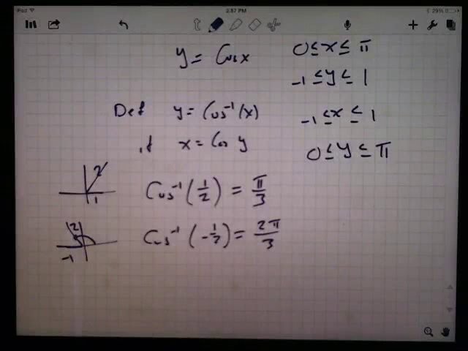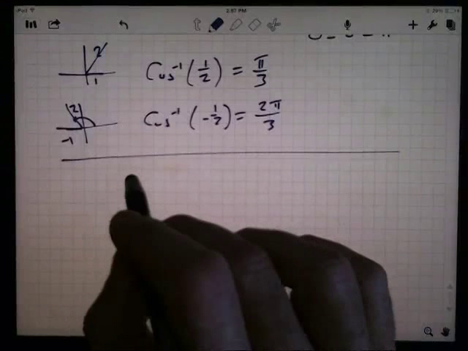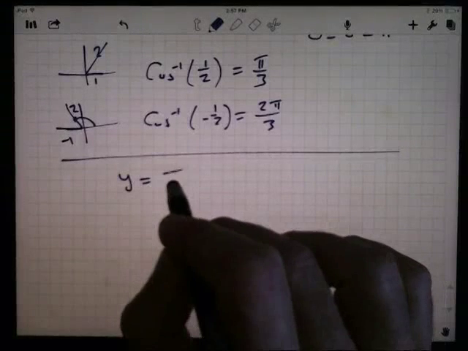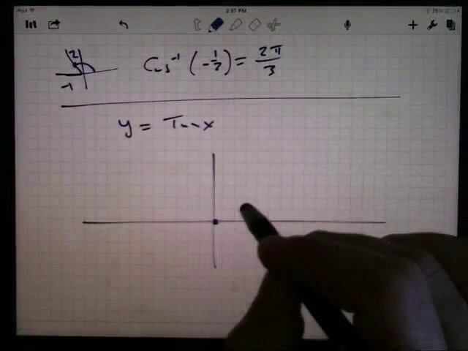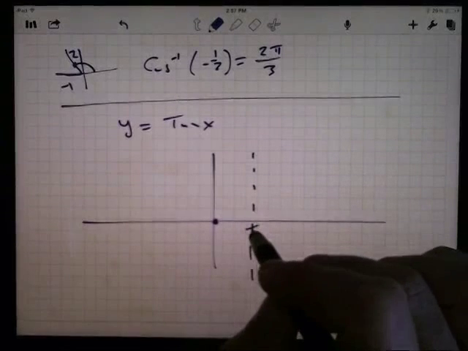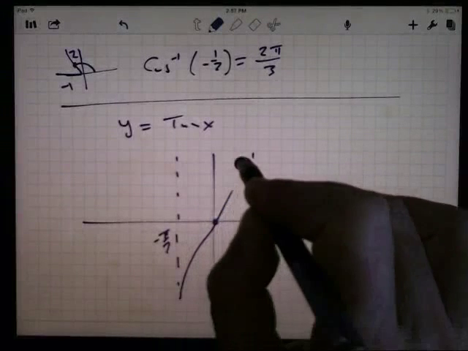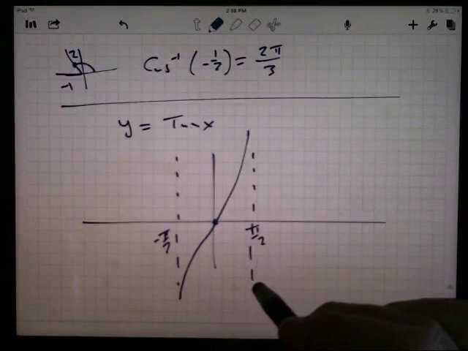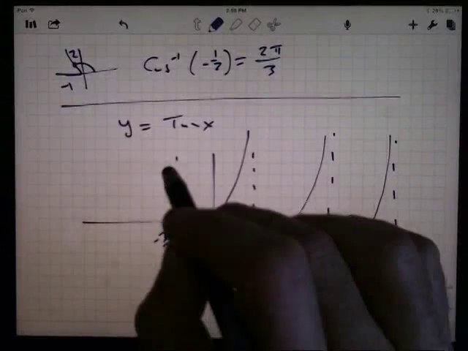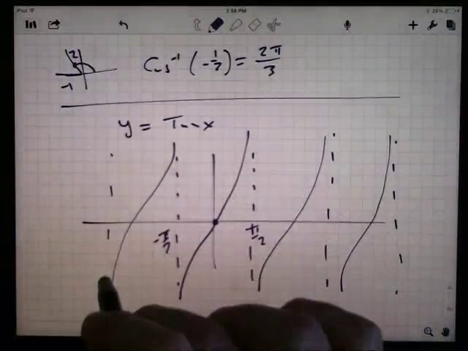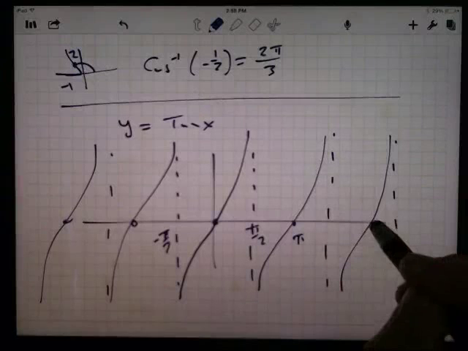I want to do, what have we got, 10 minutes? I want to do the inverse tangent while we're here. So I've got y equals tangent x. Remember, tangent x is one with a bunch of vertical asymptotes, so it goes through 0. It's got this vertical asymptote at pi over 2, another one down here at minus pi over 2. Looks like this. And also backwards. Intercepts there at the pi's, at pi and at 2 pi and so on.